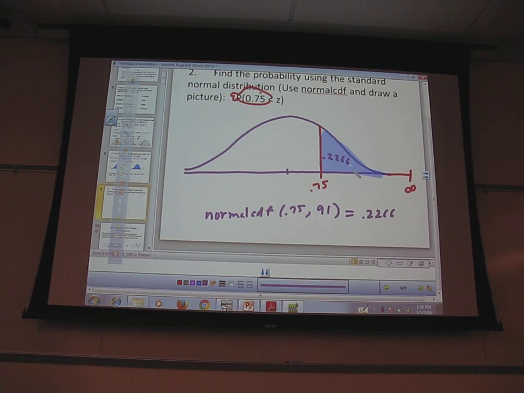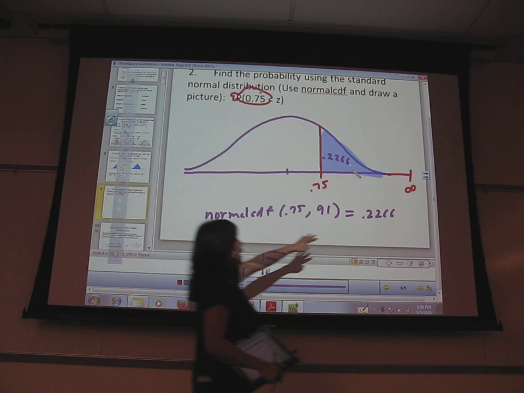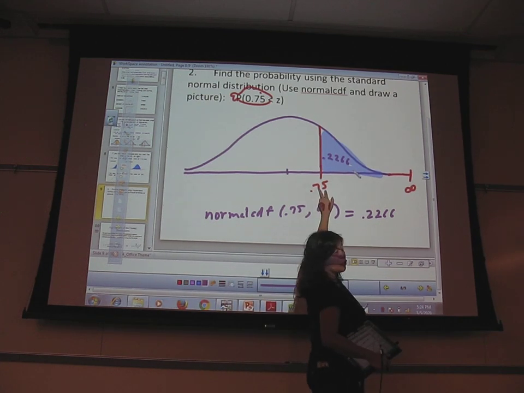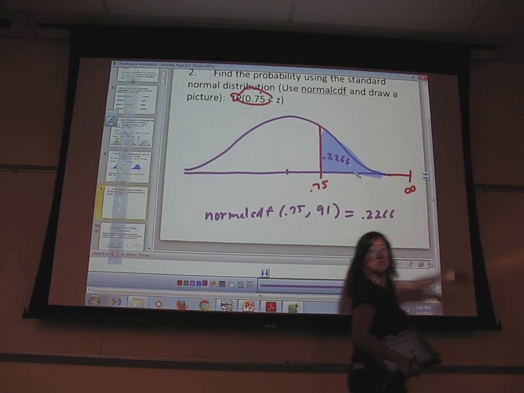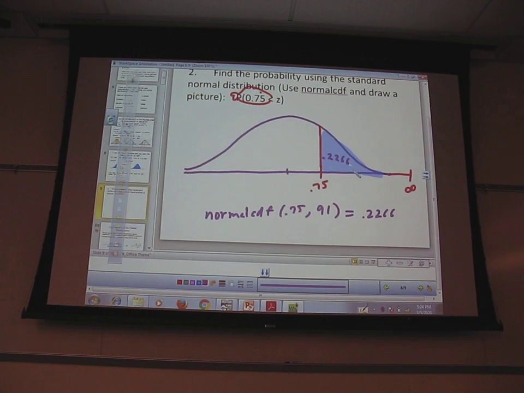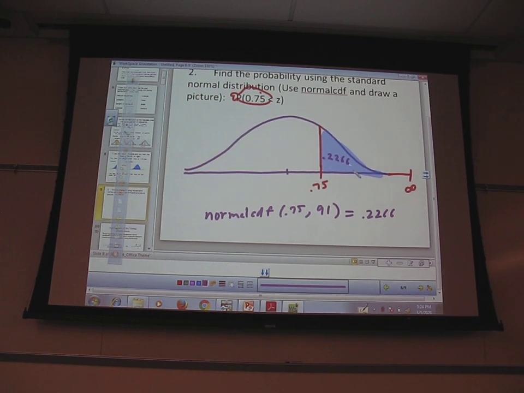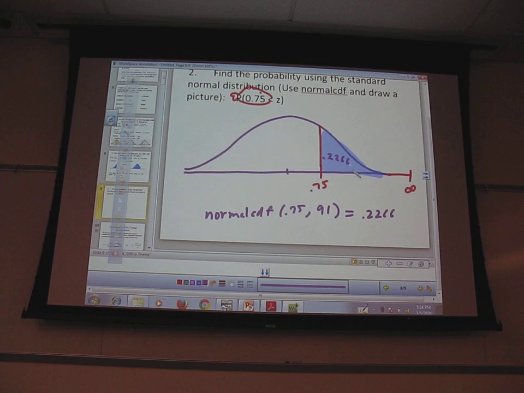Do you guys need 30 seconds to check in with your neighbors on this? Are you picky with the decimal places? Yes, I need 4 decimal places on the area, 2 on the z-scores. 4 here, 2 there. That's what she just said 2 minutes ago.